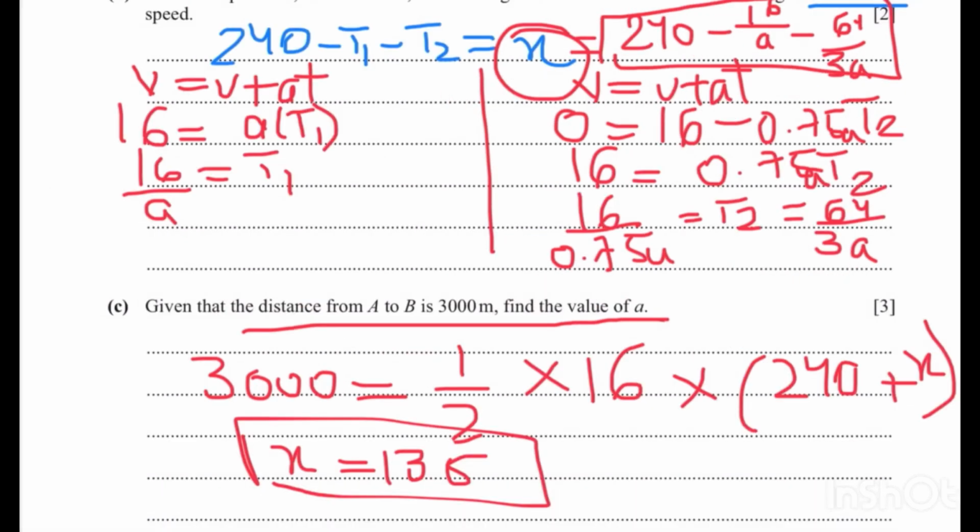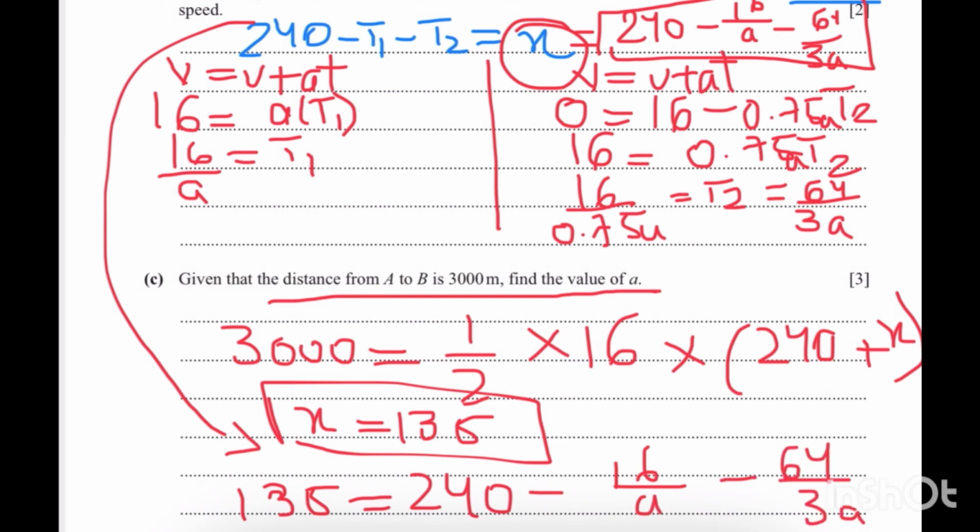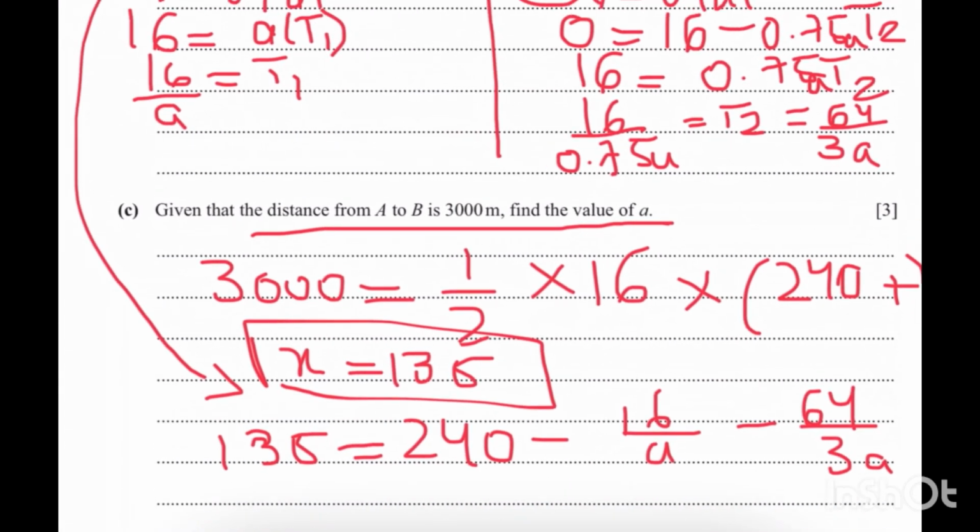We can substitute this in this formula. So 135 equals 240 minus 16 over a minus 64 over 3a. When we solve this, we get a equals 16 over 45.